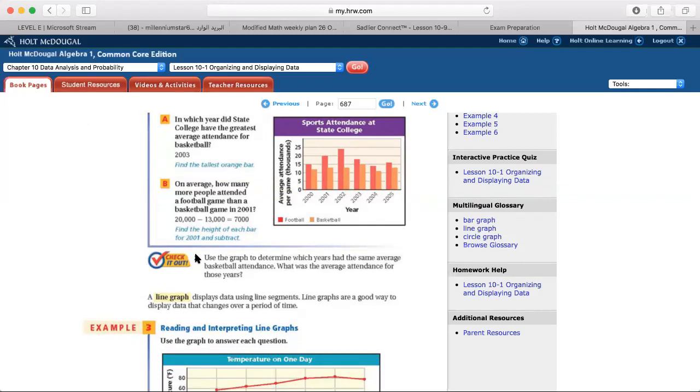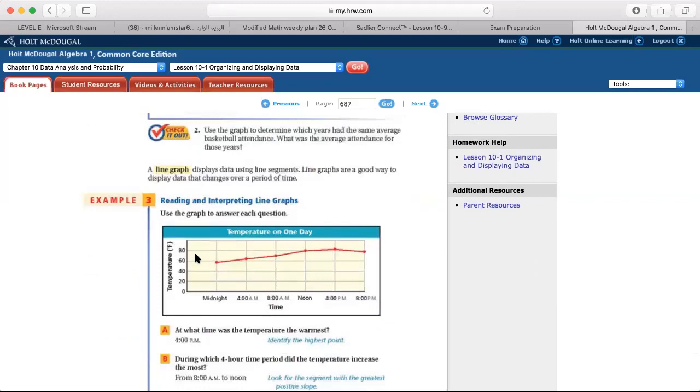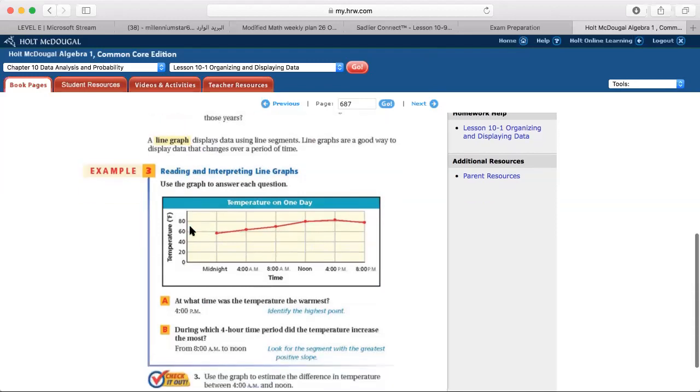Okay, teacher. So, what else? Now we're going to learn another way to represent the data that is called line graph. A line graph displays data using line segments. Line graphs are a good way to display data that changes over a period of time. Okay, girls? Reading and interpreting line graphs.